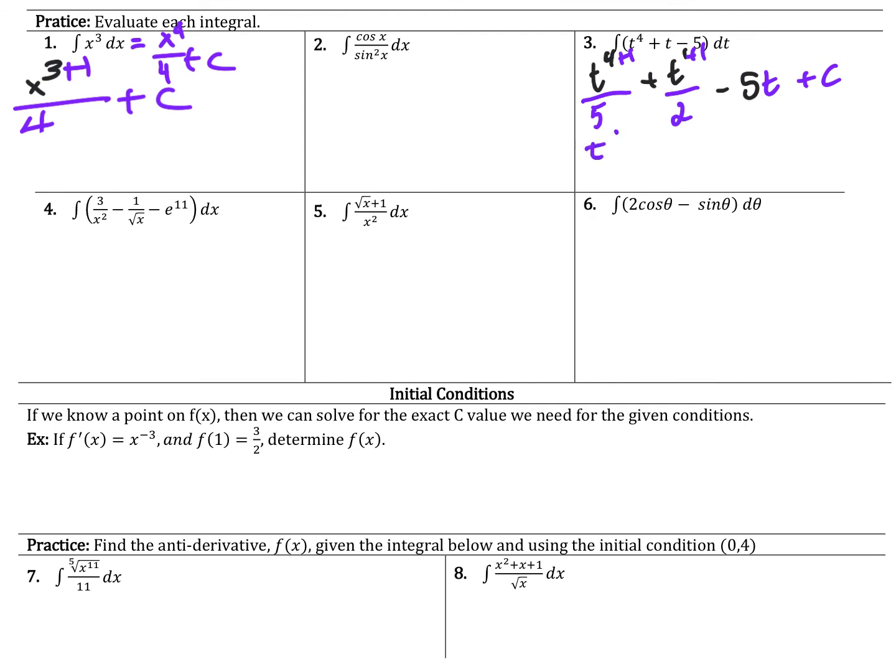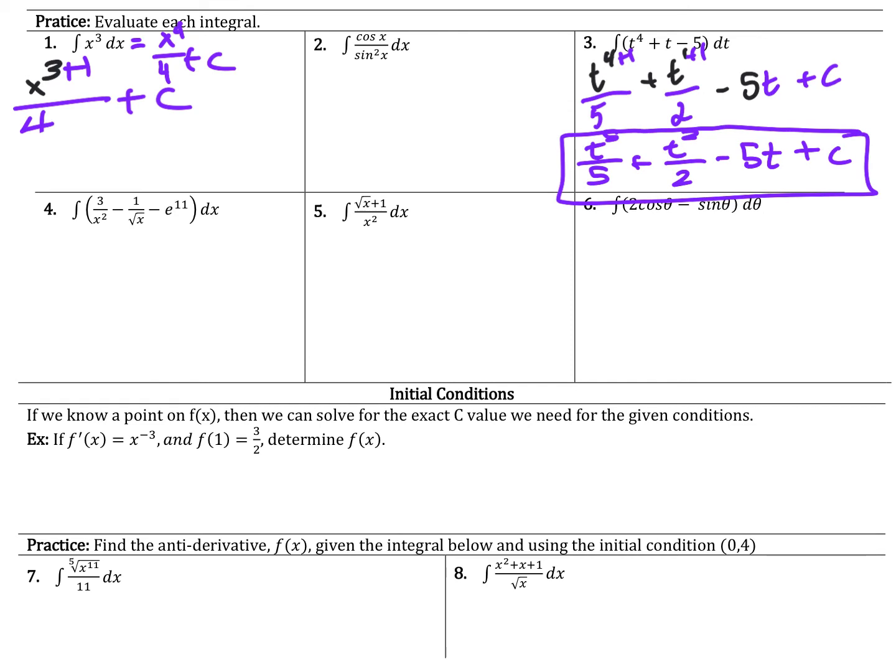So if we simplify this, this is t to the 5th over 5 plus t squared over 2 minus 5t plus c. And here's the beautiful thing. What we could do is take the derivative of what we just found. That derivative should be this integrand piece right here. So you can actually check and make sure that you're doing it right as you go. So I want you to pause the video and try and work through number 4 on your own, and then unpause the video and see how you did.